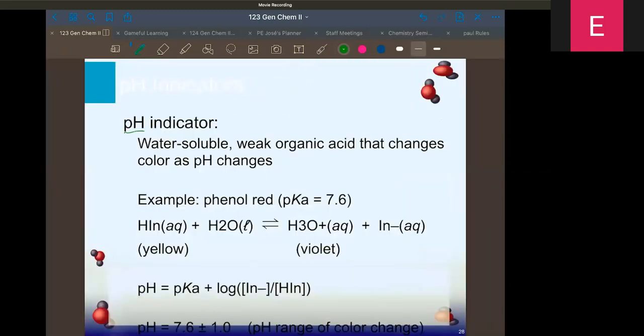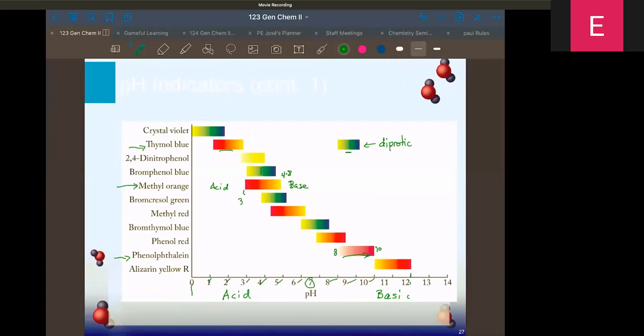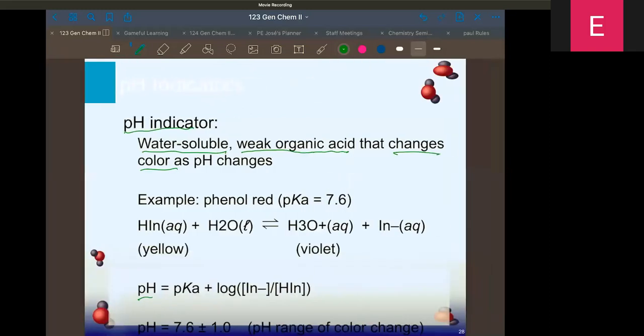To be good indicators, they have to be fairly water soluble. They have to be weak acids and weak bases because it is an equilibrium. So it has to change colors with respect to the pH. They are weak acids, and the protonated and the deprotonated species have to have different colors. The pH in the middle of these bands is their pKa. So they are just acid bases again.